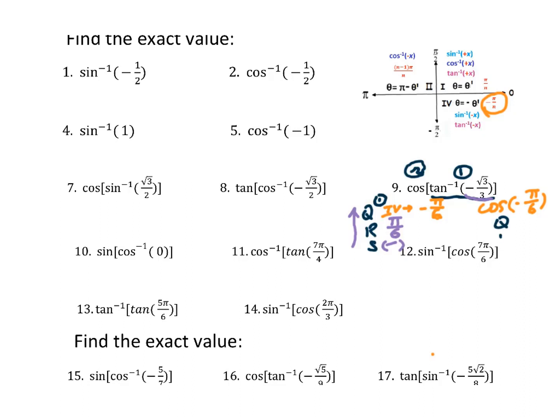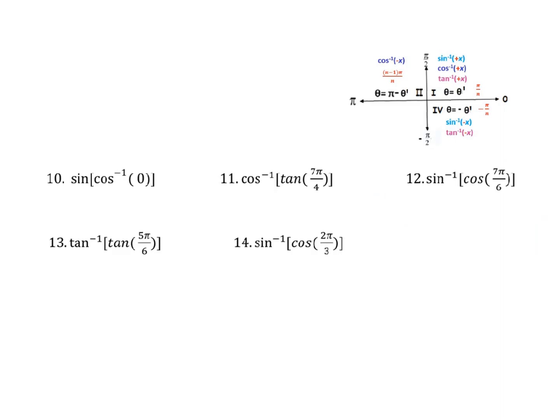Working on QRS. Quadrant 4. Reference angle pi over 6. Cosine in the fourth quadrant, that's a positive. So we got the positive cosine pi over 6. That's square root of 3 over 2. So answer will be square root of 3 over 2. Now let's go to number 10.